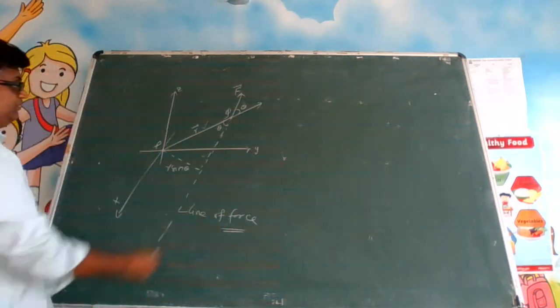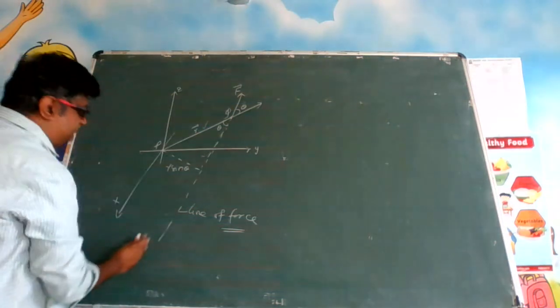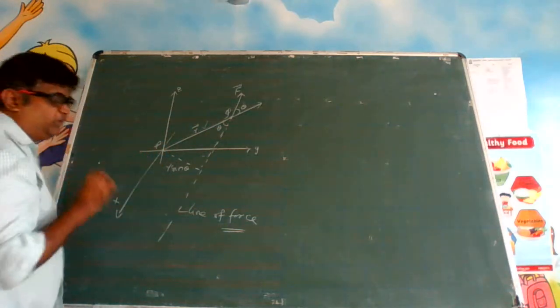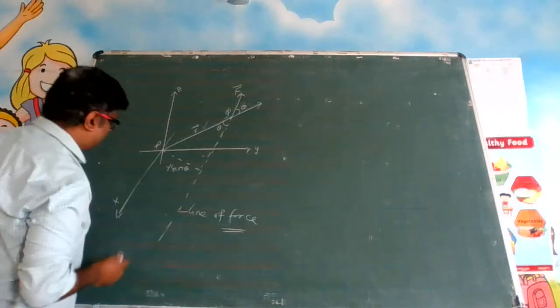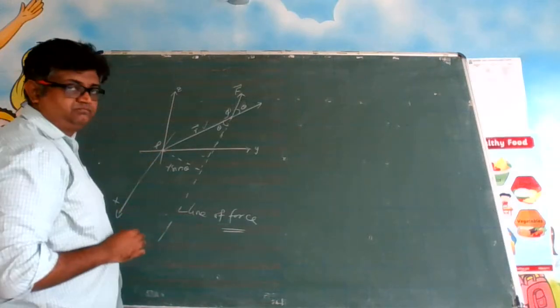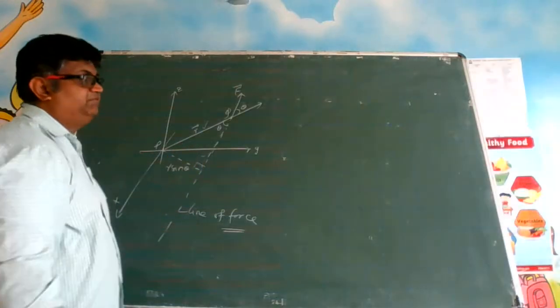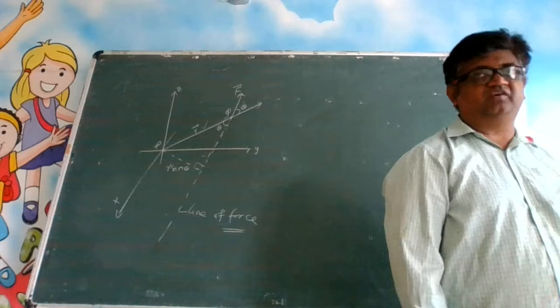You can simply extend this vector backward and forward like this. So this is the line of force. From this point P, you have to find the minimum distance between this line of force and the point. The minimum distance between a point and a line is always the perpendicular distance.